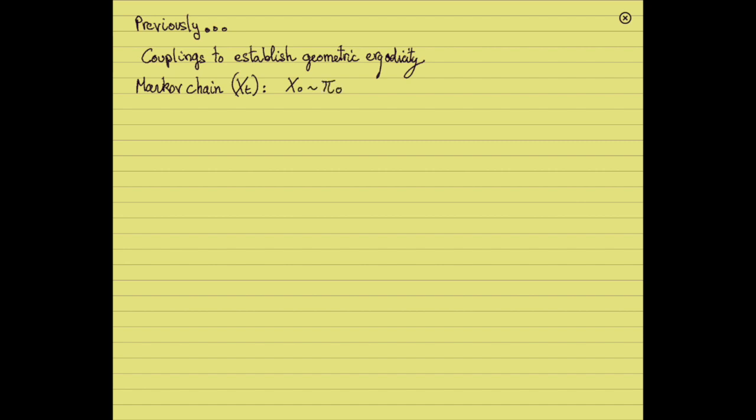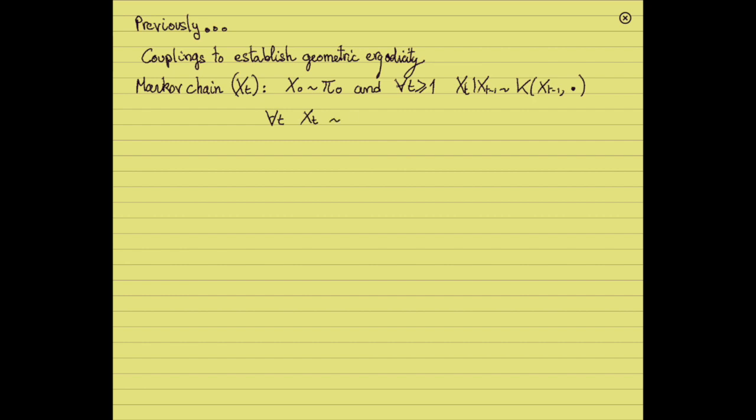In the previous part of the course, chapter 3 of the lecture notes, we have looked at couplings of Markov chains to establish geometric ergodicity. Couplings were a proof technique to establish the geometric ergodicity property of various MCMC algorithms. So let's introduce again a Markov chain, X_t. The Markov chain is assumed to be initialized at the distribution pi_0. And for all times after 1, X_t is generated conditional on X_{t-1} from the Markov kernel capital K. So different MCMC algorithms correspond to different Markov kernels.